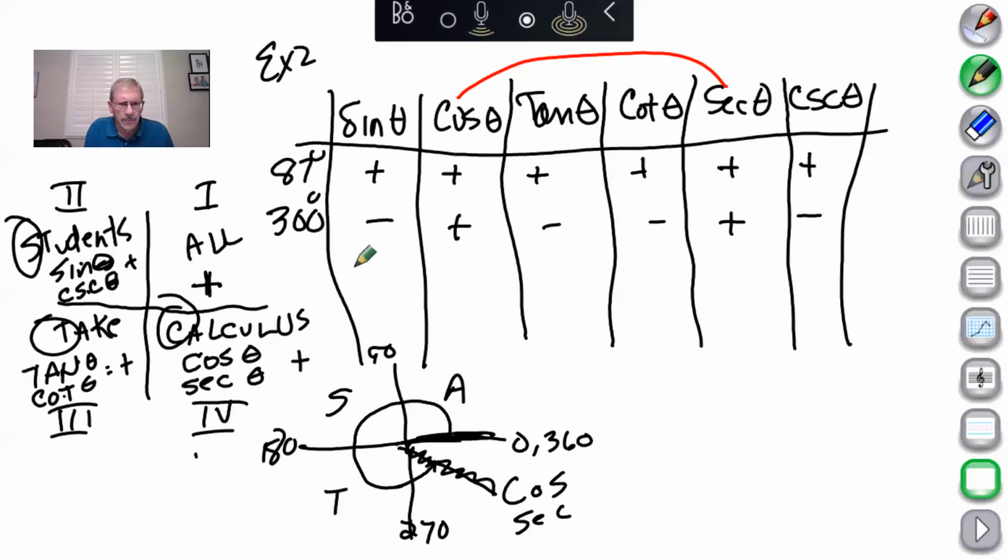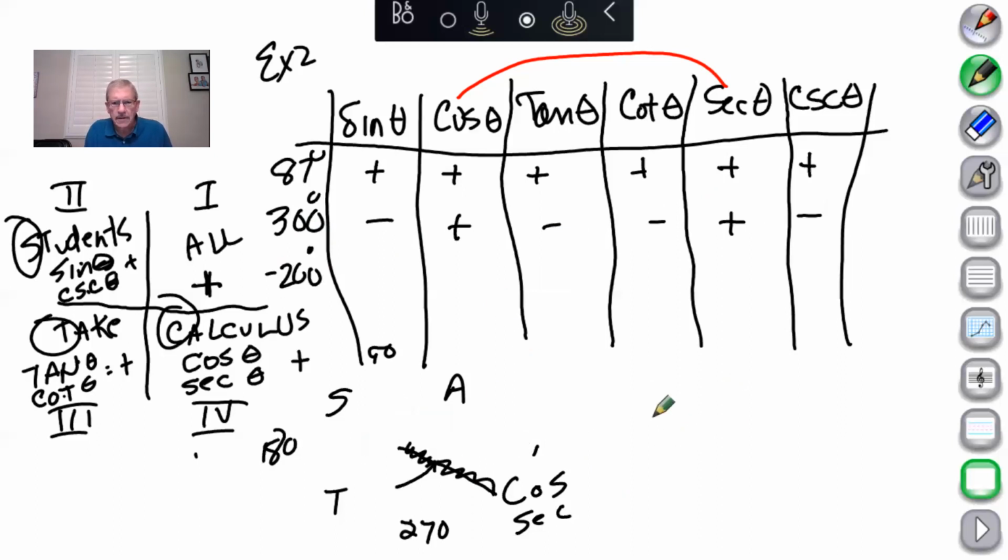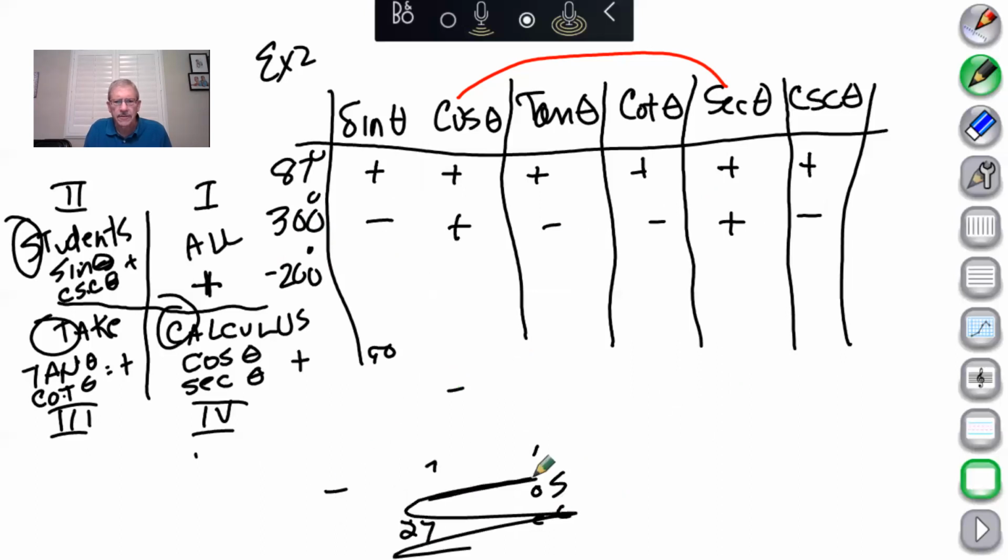Okay, the last one according to the book, negative 200. Negative 200. Well, again, let's take a look at what negative 200 is like. Sorry, let's get this all out of here.